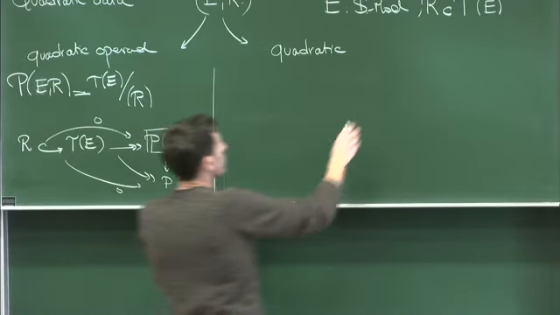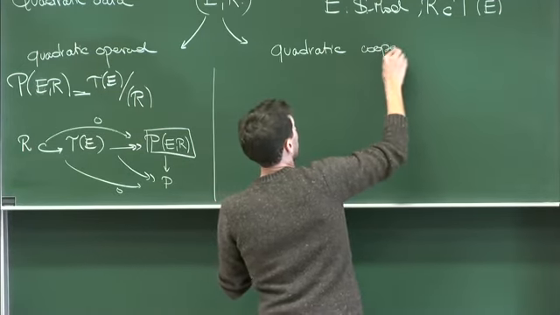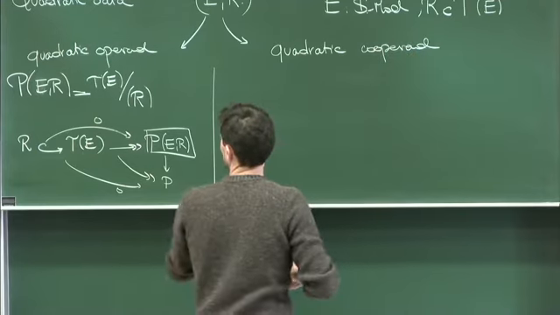Okay, dually, you define the quadratic cooperad, again generated by E and R.